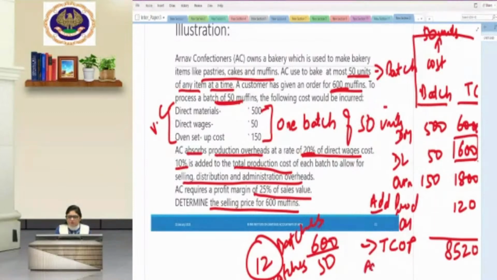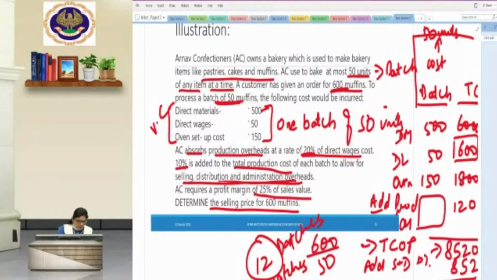Now it's the time for adding selling, distribution, and administration overhead, 10% of the total. So add selling and distribution and administration, 10% of total cost. It's 852. Keep on calculating cost per batch also. How much is the cost per batch for production overhead? 120 divided by 600 into 50, it will be 10. Clear? Calculate the cost per batch also side by side.